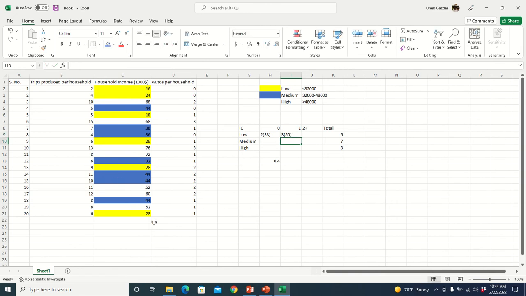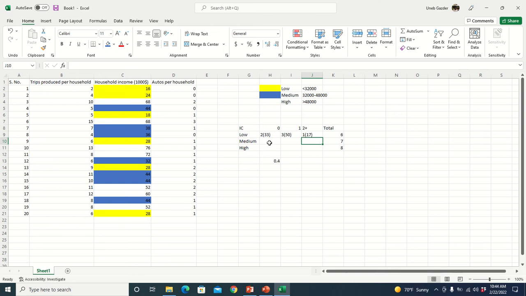Then I have one which has 2 or more autos, so 1 out of 6 is 17%. The number shows the number of households of this category, and the percentage in the bracket shows the percentage from that income category which has a particular number of autos in the house.